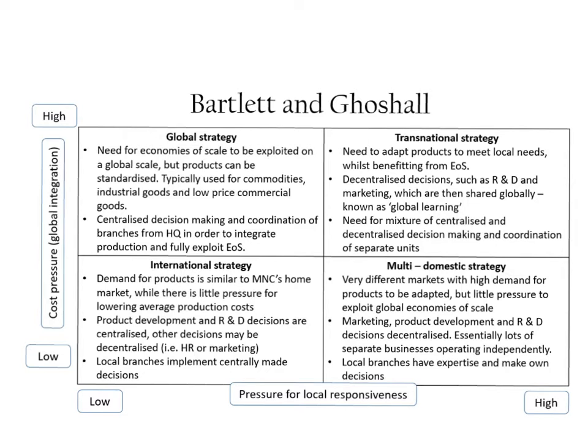The next one, transnational. I think this is probably the best one, the most effective one to achieve, possibly the most difficult to achieve as well. But it needs to adapt products to meet local needs whilst benefiting from economies of scale. So it's kind of a win-win situation. Decentralised decisions such as R&D and marketing, which are then shared globally, known as global layers. So the one example that I'm going to look at, they might have, for example, different functional areas operating within different countries, which are quite specialised. Need for a mixture of centralised and decentralised decision making and coordination of separate units.